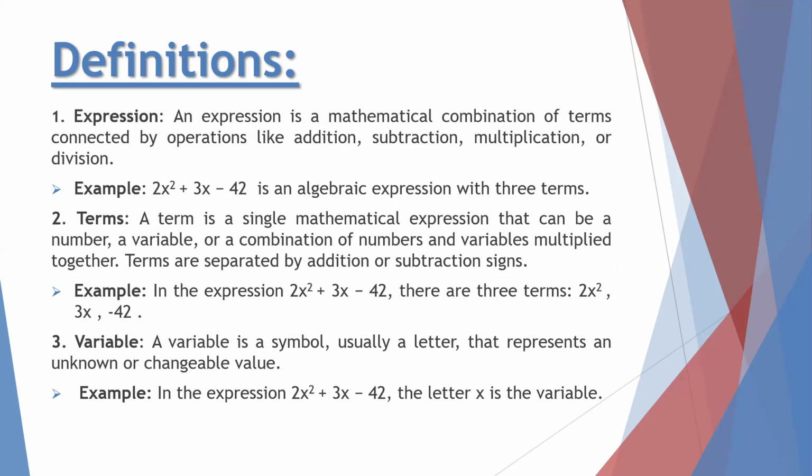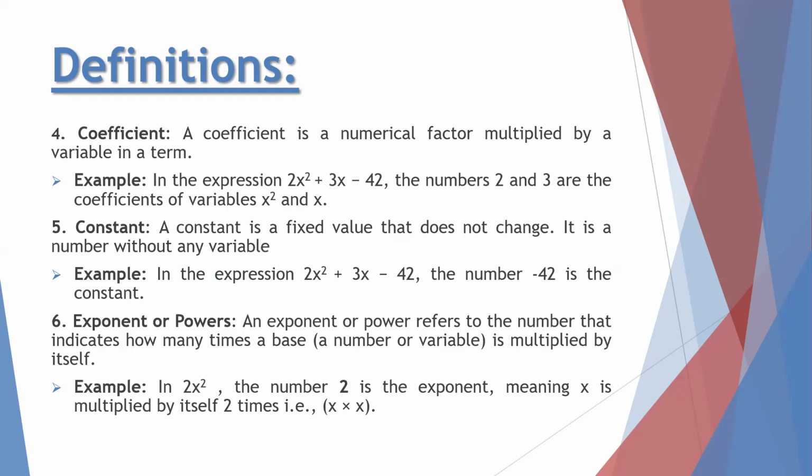Overall, x is used. Only one variable is used, where the letter x is said to be the variable. So let's move on to the next definition, which is the fourth one, which is coefficient. A coefficient is a numerical factor multiplied by a variable in a term. So here, make sure what a coefficient is: a variable which is attached to a number, and that number is said to be the coefficient.